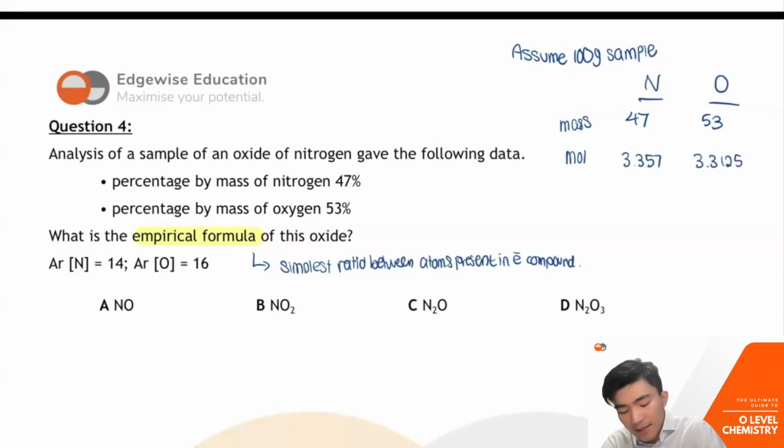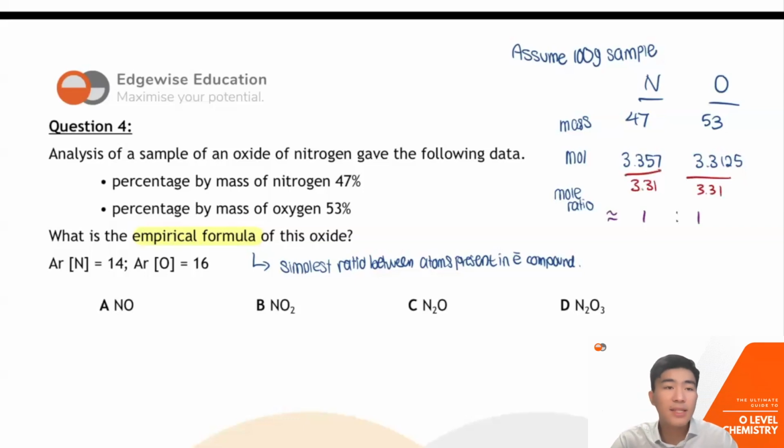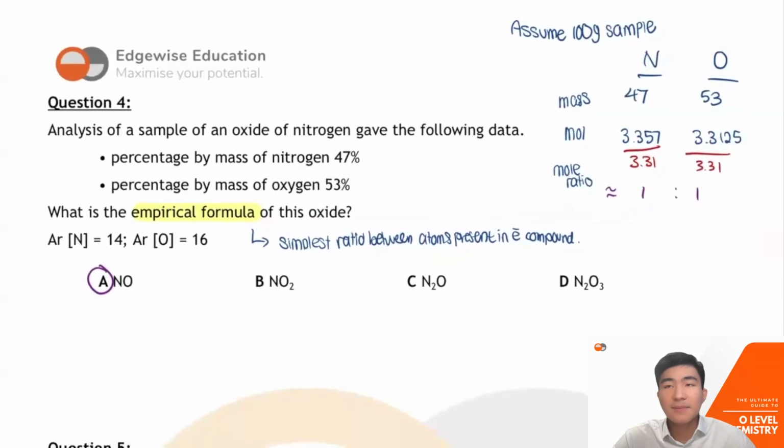Then you will realize that the moles are quite similar. Then you find the simplest mole ratio. How do we do it? We take the moles divided by the smallest number. So in this case, I divide by 3.31, divide by 3.31. Hence, the answer I get is approximately 1:1. So the answer for this question is A. Does anybody need me to explain this question in depth? If not, can you give me a thumbs up so I know that you are ready to proceed to the next question?